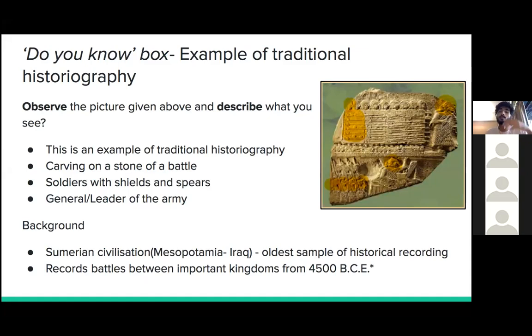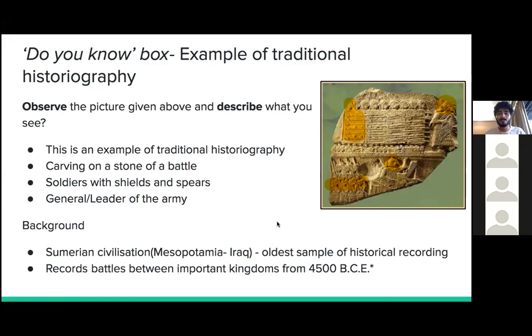यानी कि ये सबसे पुराना ऐसे ऐतिहासिक record है जो हमें मिला है, जो हमें बताता है, which tells us that history used to be recorded in the past. So it is the oldest record of history, right? It's like the oldest book of history that we can find, except it's not a book, it's a piece of rock. And what it does is it shows us the records of battles between important kingdoms from 4500 BCE. BCE stands for before common era, and we'll go more into this later on in the chapter, right?